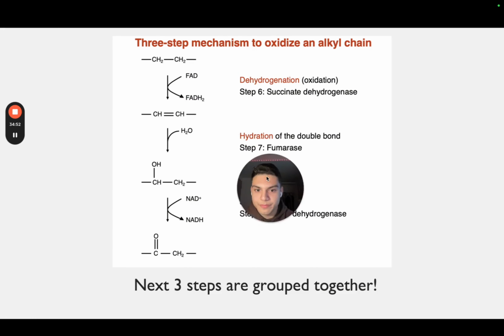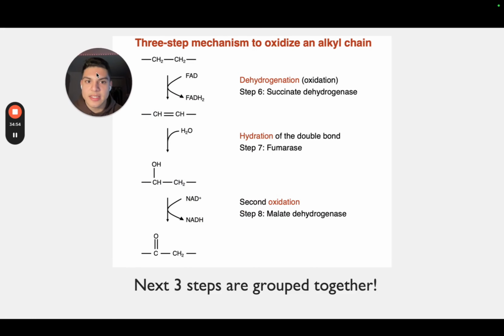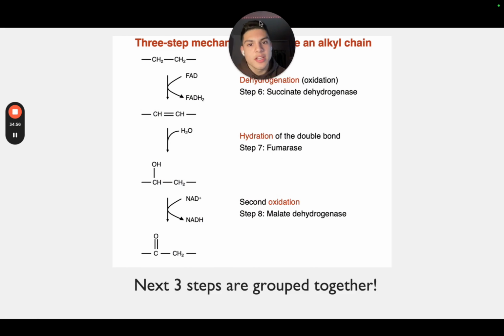So this is the three-step mechanism to oxidize an alkyl chain. So they're essentially grouped together, the next three steps. So we have succinate, citrate is Krebs starting substrate. So step number five, or step number six, sorry, after five is done. So starting substrate. So this is succinate. Four, fumarate, making malate. So this is going to be our fumarate, it's going to be our malate, and then oxaloacetate. So again, that mnemonic just allows this to be simplified.